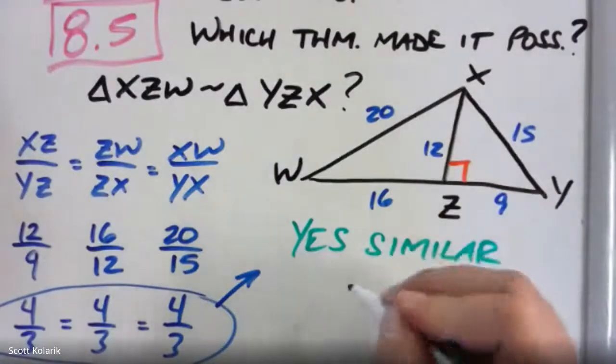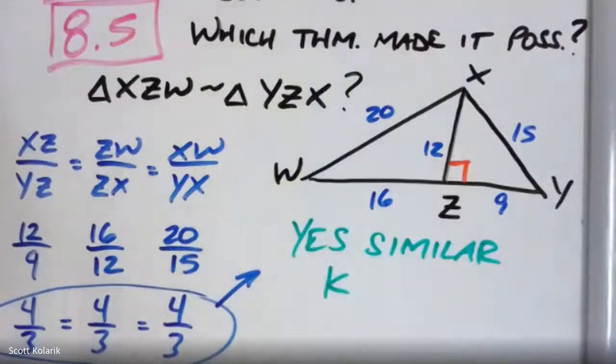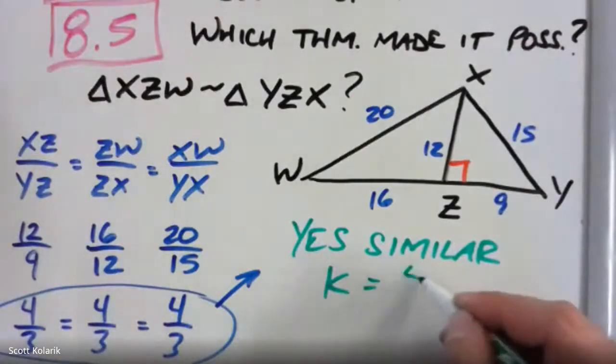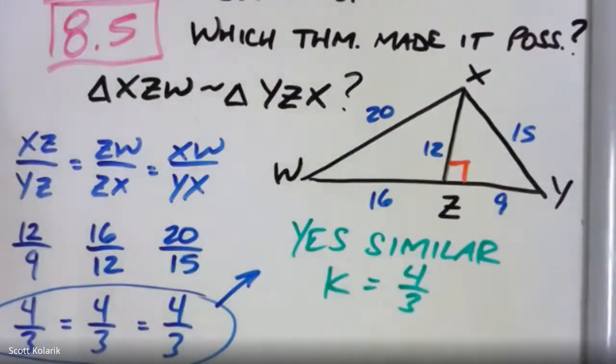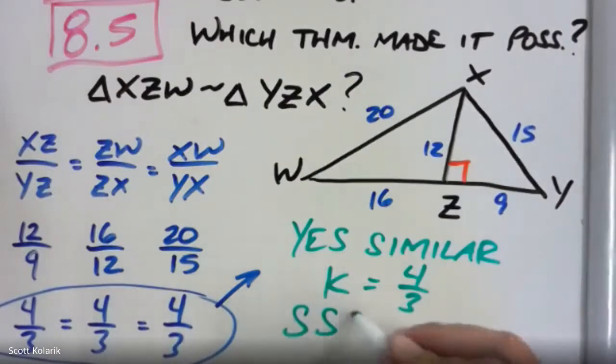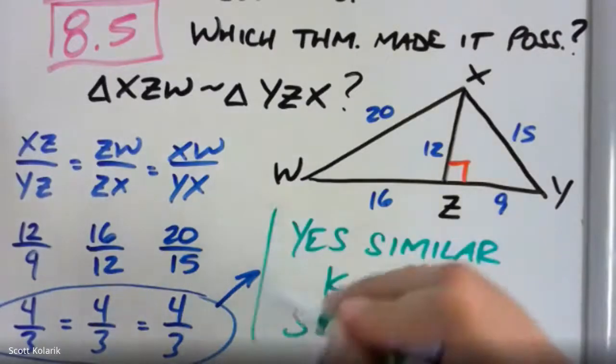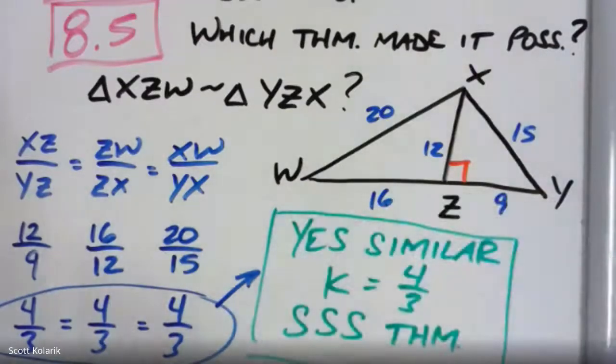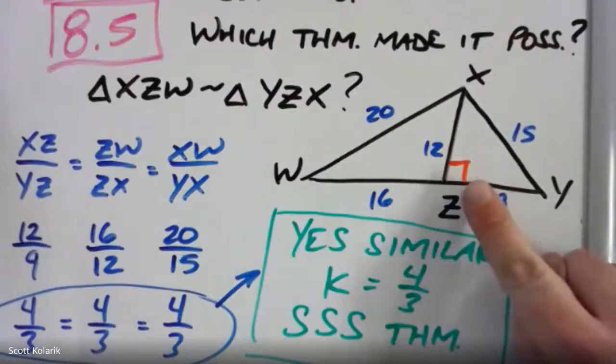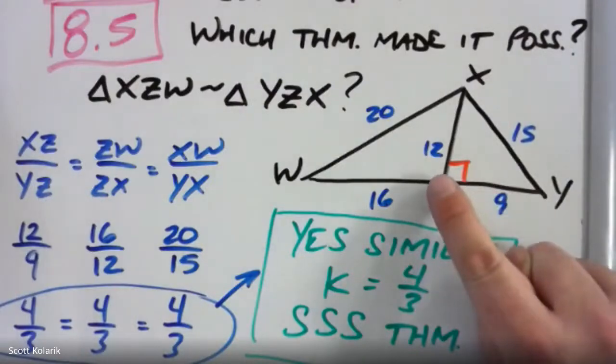And to answer the second part of the question, what does K equal? Well, convenient enough, we actually just solved for it here. K equaled that constant, in this case, 4 over 3. And which theorem made it possible? Because I had all three sides share that same constant proportionality, I used the SSS theorem. Now, for the record, I could have used SAS had I done a different strategy, in the fact that since this is a right angle, that forces this guy to be a right angle.